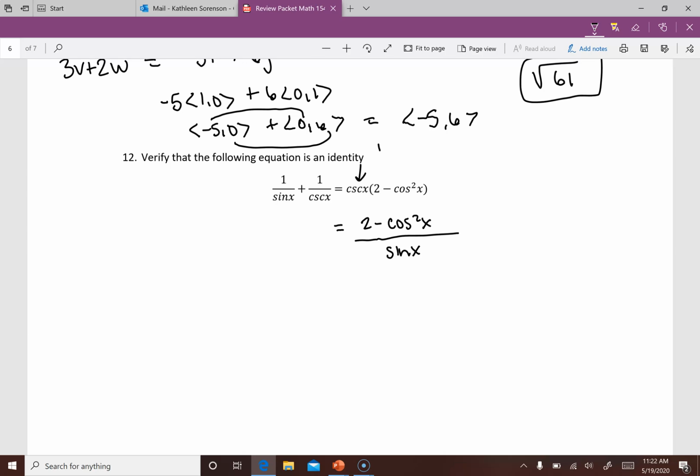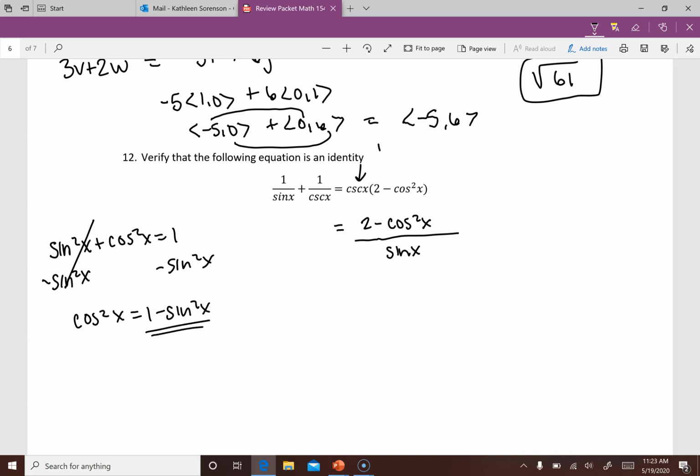All right, so now next thing is I need to take cosine squared x and substitute in. So for example, I know sine squared x plus cosine squared x equals 1. So subtracting sine squared from both sides, I'm left with cosine squared x equals 1 minus sine squared x. So I'm going to go ahead and substitute this in for cosine squared. So that's going to be equal to 2 minus, parentheses, 1 minus sine squared x over sine x.